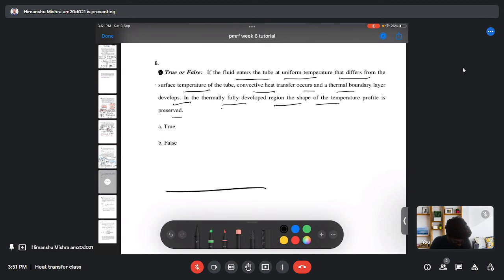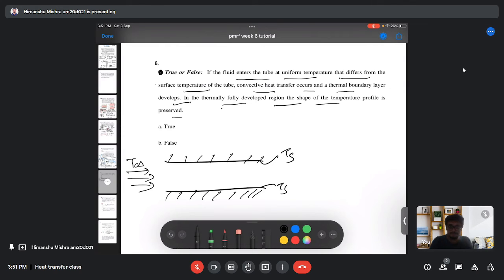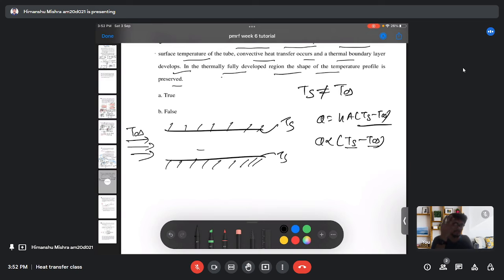The statement says that there is a tube. Let's say this is my tube, and there is a flow here at temperature T infinity, and the temperature of the wall is Ts. If the temperature of the wall differs from the flow temperature, there will be a heat transfer rate, which is true because the convective heat transfer rate is actually governed by the temperature difference. So this heat transfer rate is proportional to the temperature difference. That means if my wall temperature is different from the flow temperature, there will be heat transfer due to convection. If my wall temperature is equal to the temperature of the flow, the temperature difference is zero and there will be no convective heat transfer.